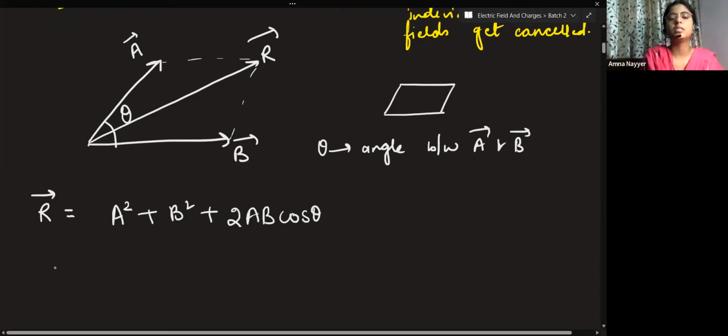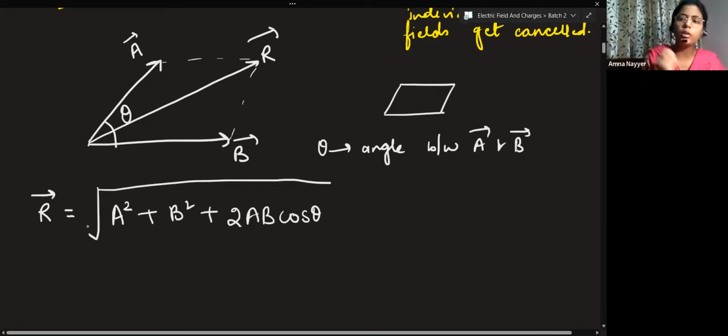Then use cos theta. This is the formula for how to calculate the resultant. This is how the resultant will be given. So if you have cos 90, that means 0. So this part will become 0, and only under root a square plus b square remains.